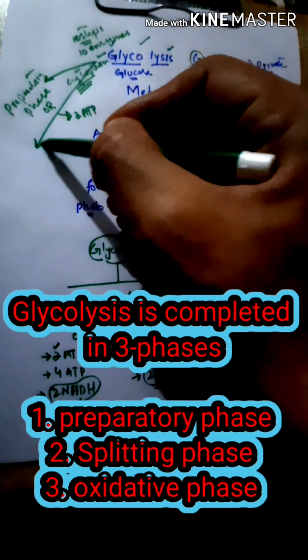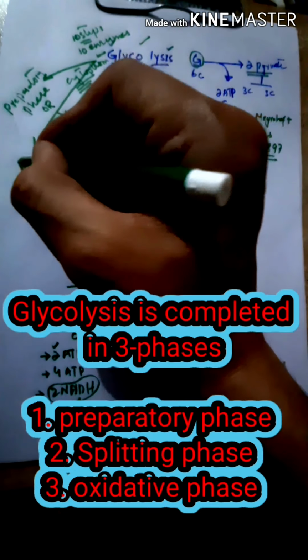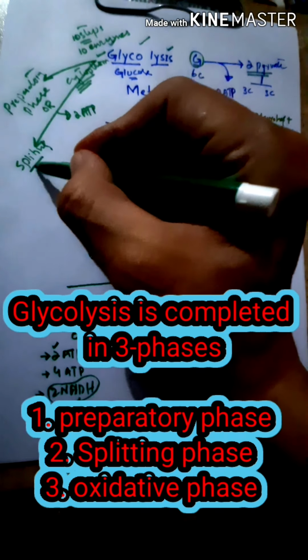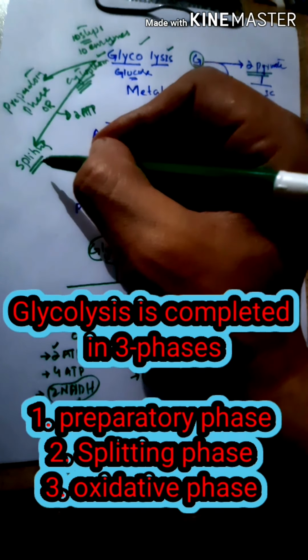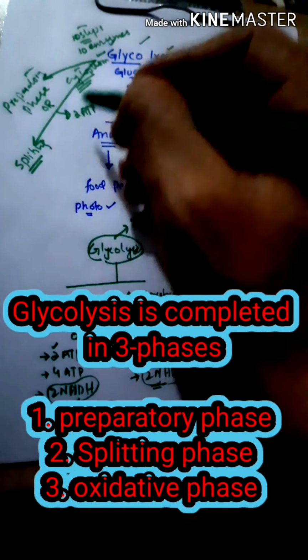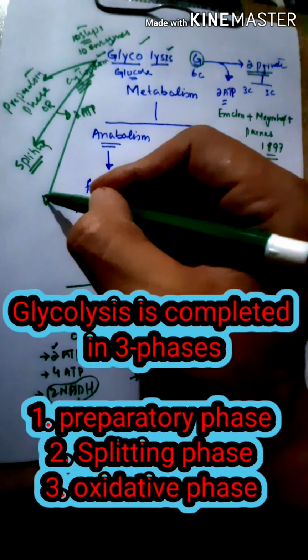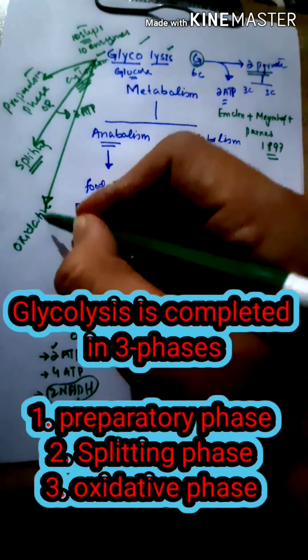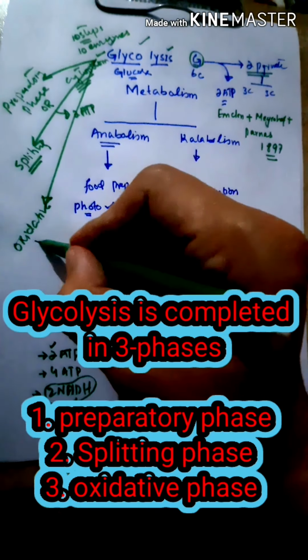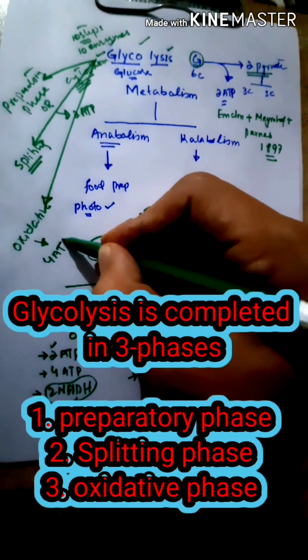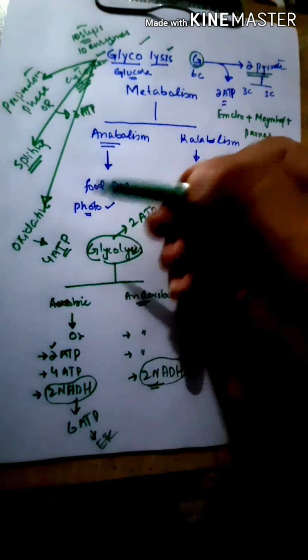The second phase is known as the splitting phase. In this phase, fructose 1,6 bisphosphate is broken down into 2 molecules of 3 carbons. And the third phase is known as the oxidative phase, or energy generative phase. In this phase, 4 ATP molecules are produced.